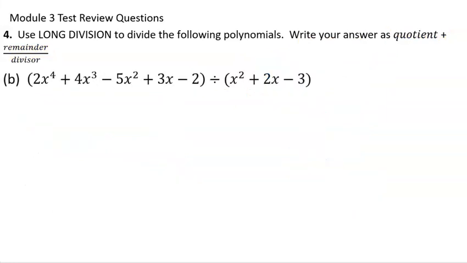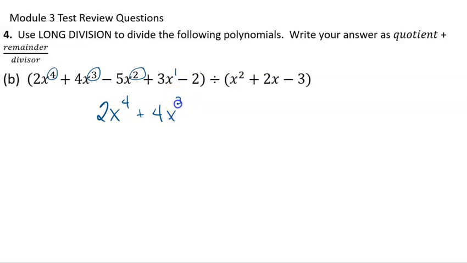Next problem, we'll do a long division again. It's a big one, but it's not bad. Here is your dividend, my bad, and this is your divisor. Notice I have a 4, and then a 3, and then a 2, and then a 1, and then a constant. Once again, I'm not missing any terms at all.